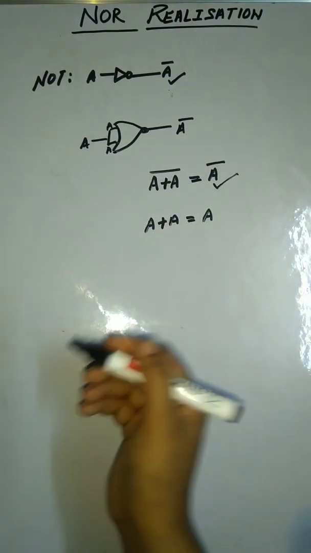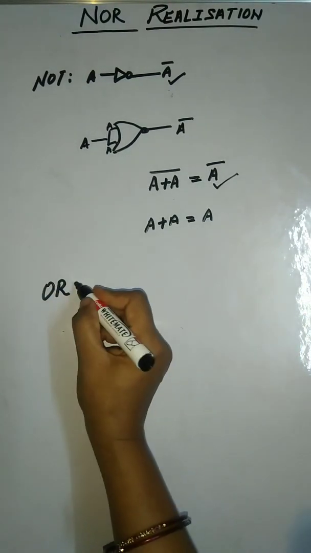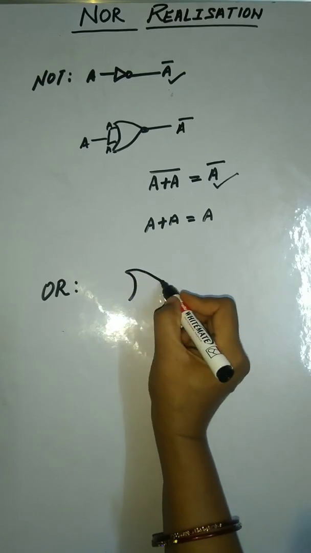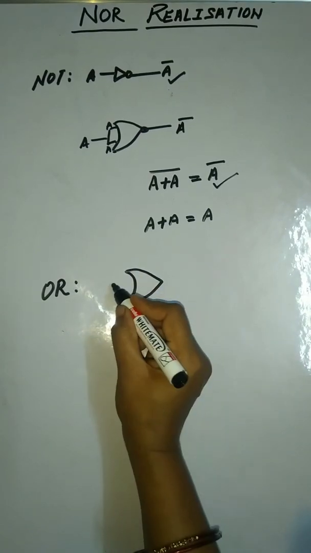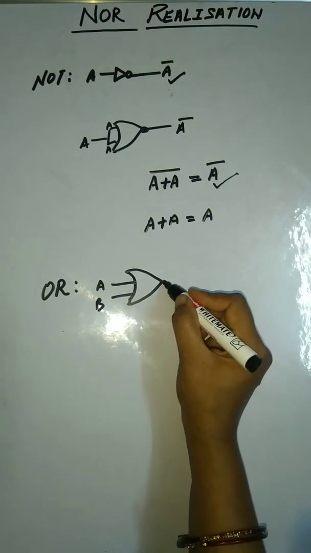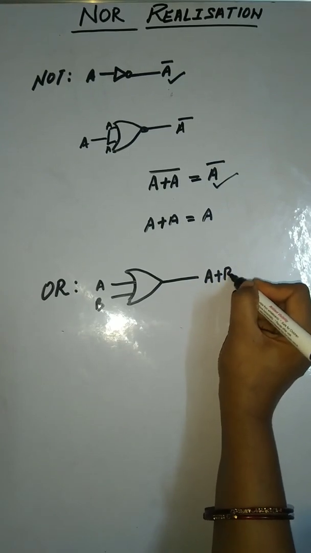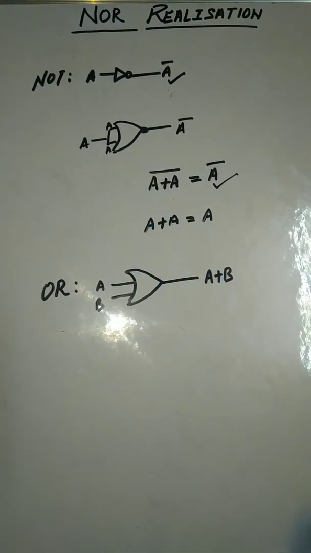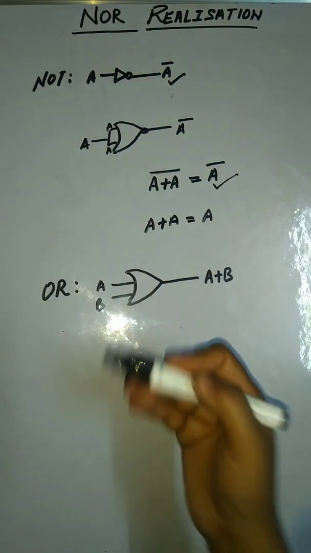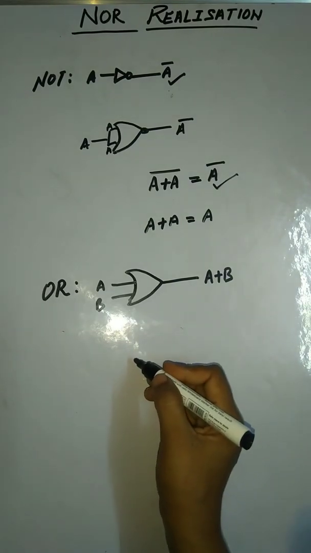Okay, next is the OR gate. What is the OR gate? Like this, we are passing two inputs A and B, so it will produce A + B. It's the functionality of the OR gate. We have to implement this gate by using the NOR gate.